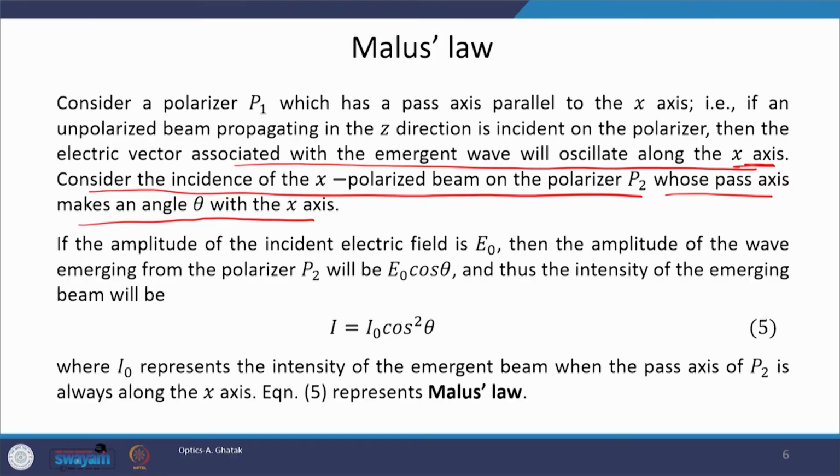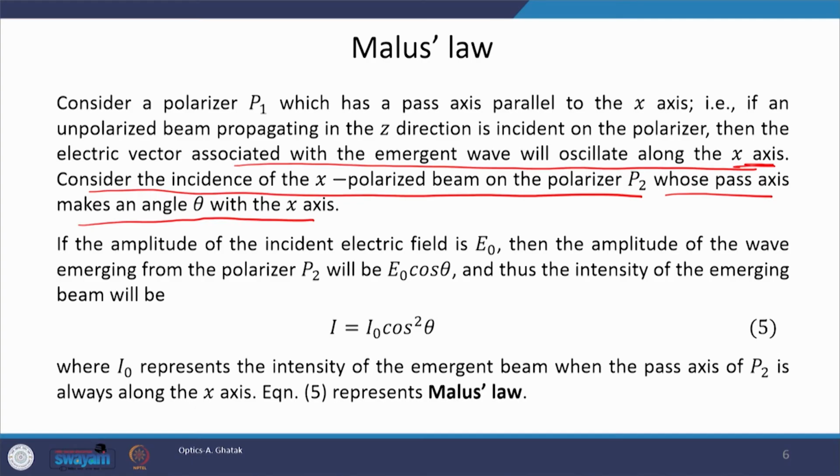Now, as I explained before, if we launch an unpolarized light, the polarizer will allow only those field components which are oscillating in the vertical direction for this particular polarizer, and the rest of the field components would be stopped. In the present case, we are considering two polarizers which are rotated by theta degrees. Now, if the amplitude of the incident electric field is E naught, then the amplitude of the wave emerging from polarizer 2 would be E naught cos theta.